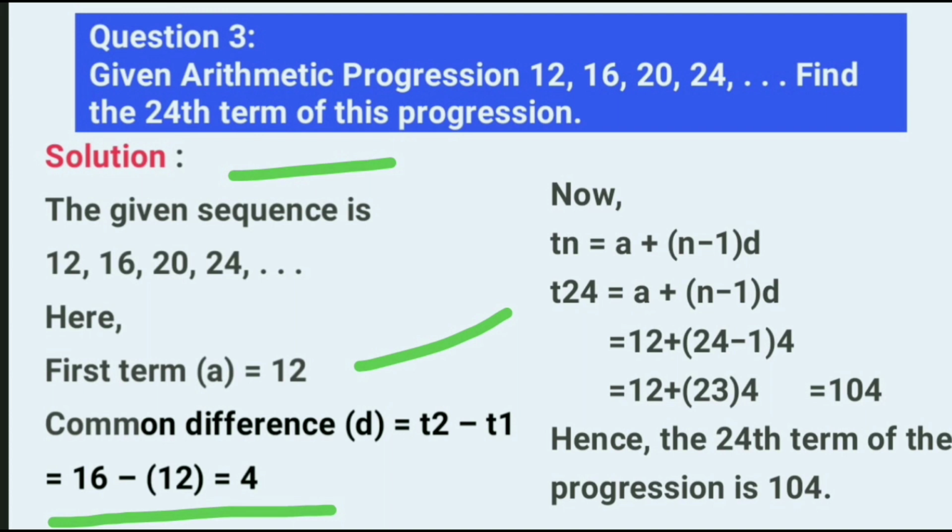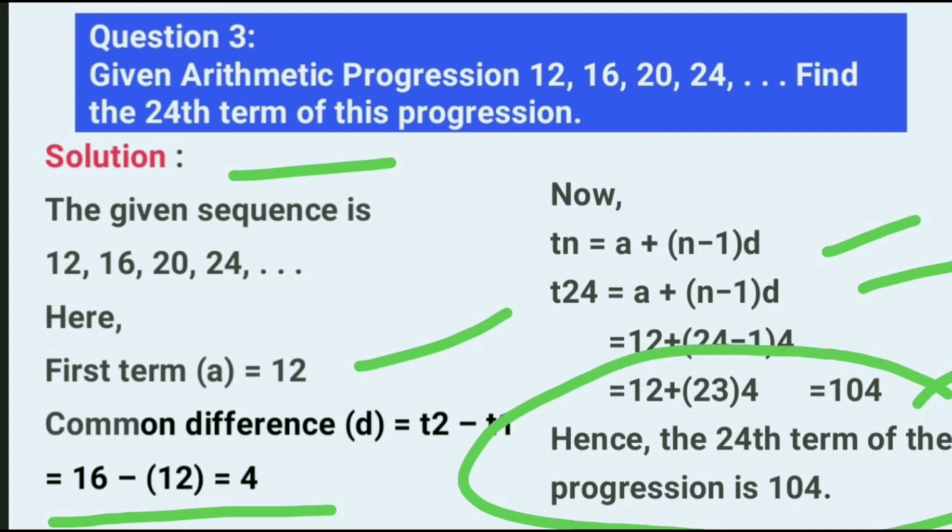Now Tn is equal to A plus n minus 1 into D. So take n is equal to 24, क्योंकि हमें 24th टर्म फाइंड करना है. सो T24 is equal to A plus n minus 1 into D is equal to 12 plus 24 minus 1 into 4 is equal to 12 plus 23 into 4 is equal to 104. So आंसर लिखेंगे the 24th term of the progression is 104.